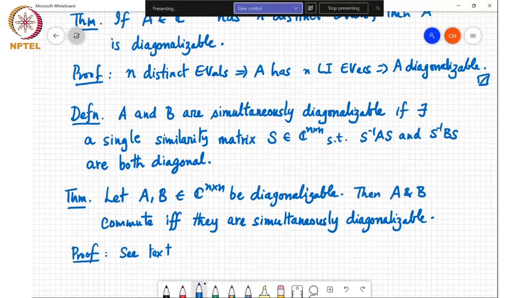The proof is not difficult, it's just somewhat long, and so I don't want to do that in class. It basically uses an induction argument on the matrix size to show that they commute if and only if they're simultaneously diagonalizable.